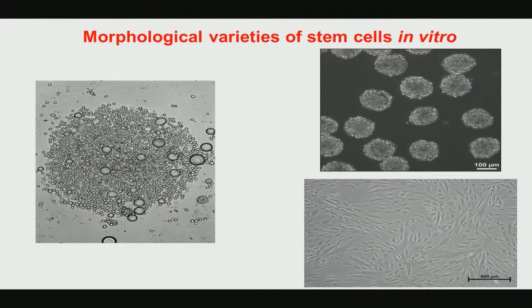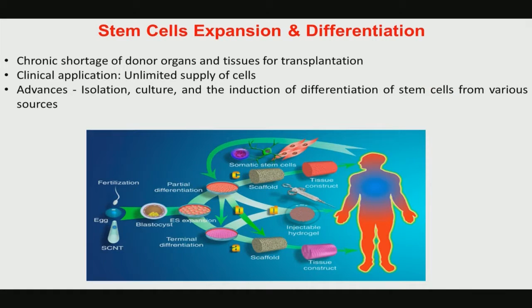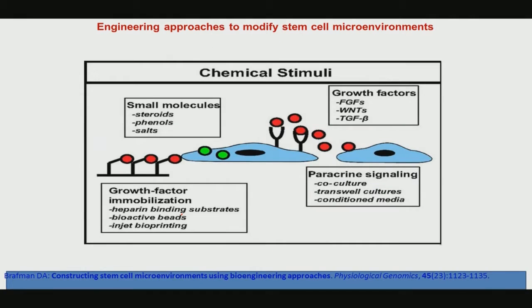These are different morphological varieties of stem cells in in vitro conditions. This is how stem cells appear in in vitro conditions. Now, coming to the engineering approaches to modify stem cell microenvironments.